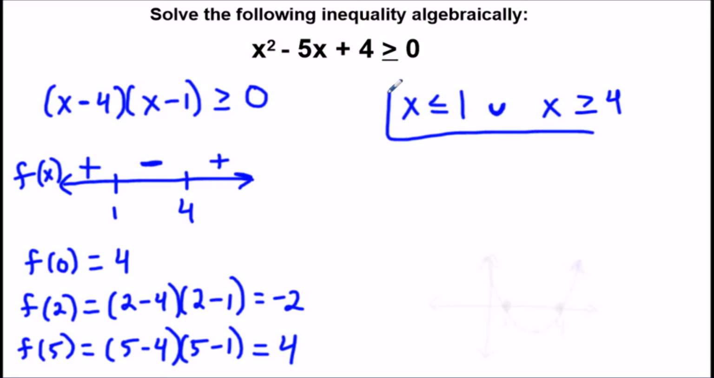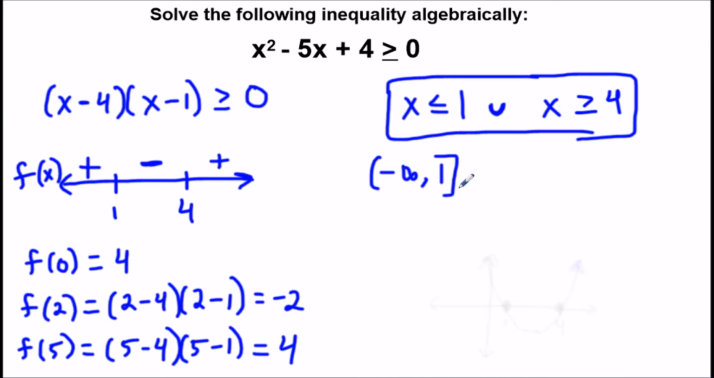If I wanted to write my answer in interval notation, I could say parenthesis negative infinity to 1 with a closed bracket, because we're including 1, union bracket with a 4, because 4 is included, so all the numbers from 4 to infinity. We put parentheses around infinity and negative infinity because infinity and negative infinity are not numbers and they cannot be contained.